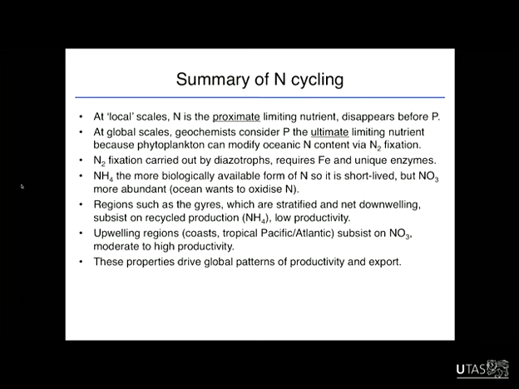Okay, so just to summarise what I was saying there about cycling of nitrogen and phosphorus in the oceans. It appears that at local scales, nitrogen disappears before phosphorus disappears. That leads us to believe that nitrogen is potentially the proximate limiting nutrient of productivity in the oceans because it disappears before phosphorus does. However, there are mechanisms by which we can get new nitrogen into the ocean, and that's by nitrogen fixation. Nitrogen gas is 80% of Earth's atmosphere, so the cyanobacteria that are able to use that nitrogen can contribute that as a new nitrogen source to the surface ocean.